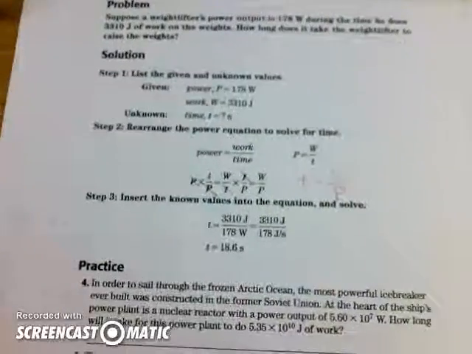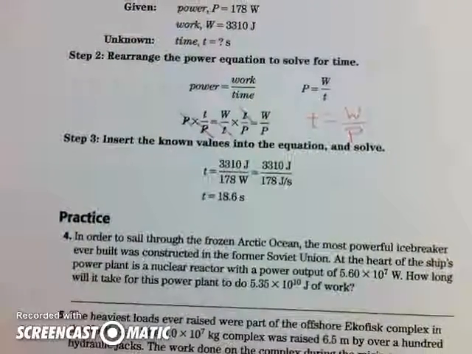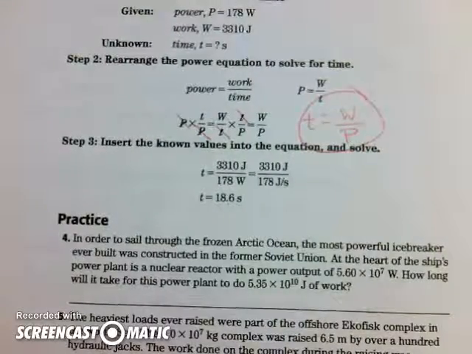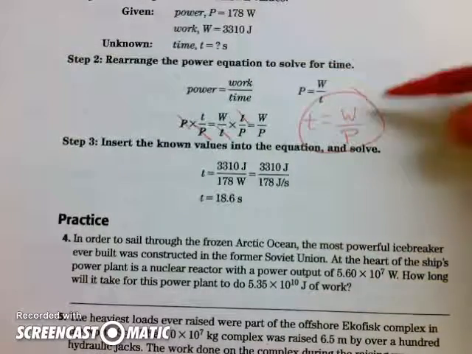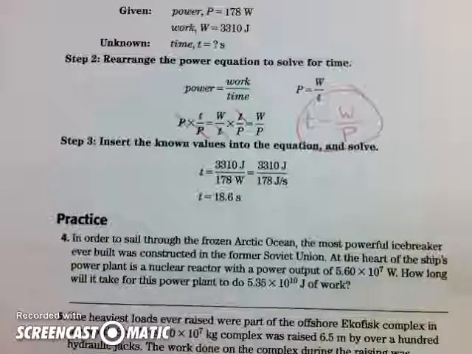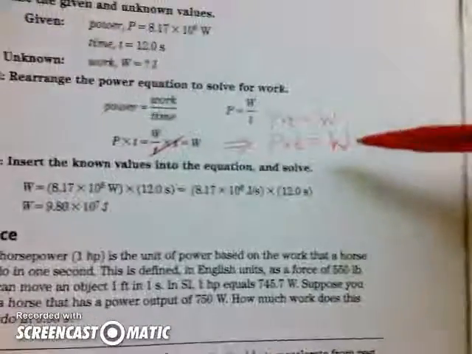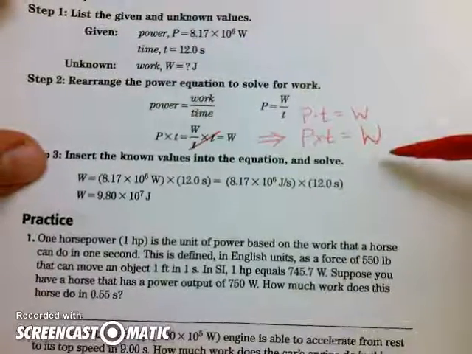All right, zoom in some. Okay, it's kind of confusing. Just focus on that guy. All right, just take this one, rearrange it, and you get that one. Okay, if you're solving for time, this is what you need to use. If you're solving for work, this is what you need to use.